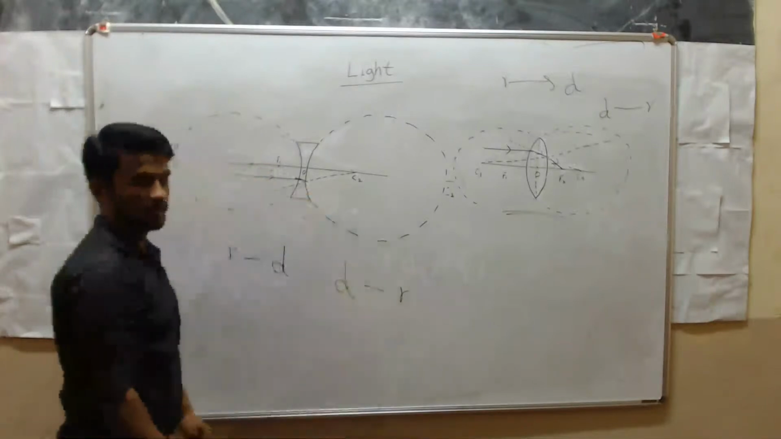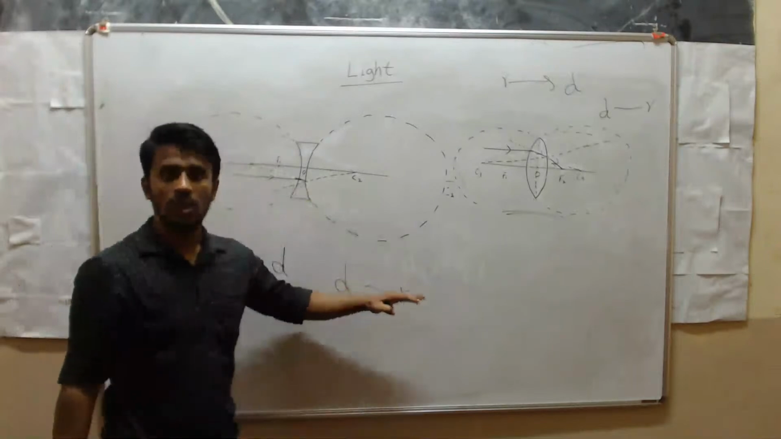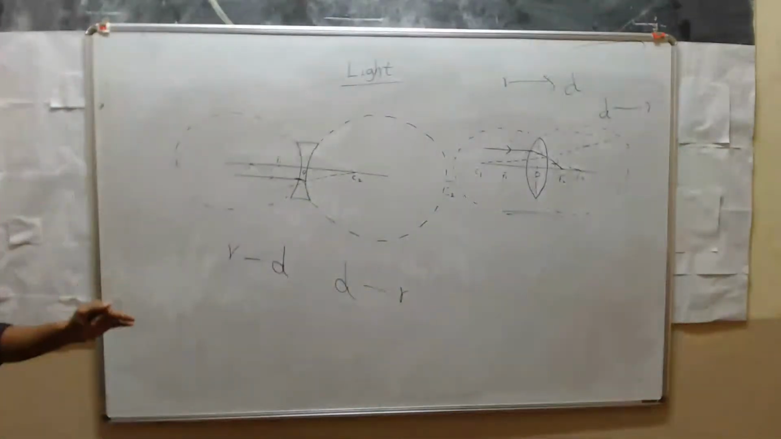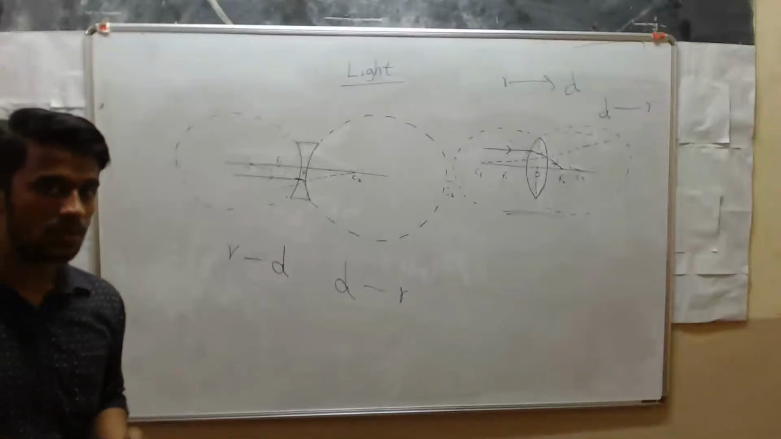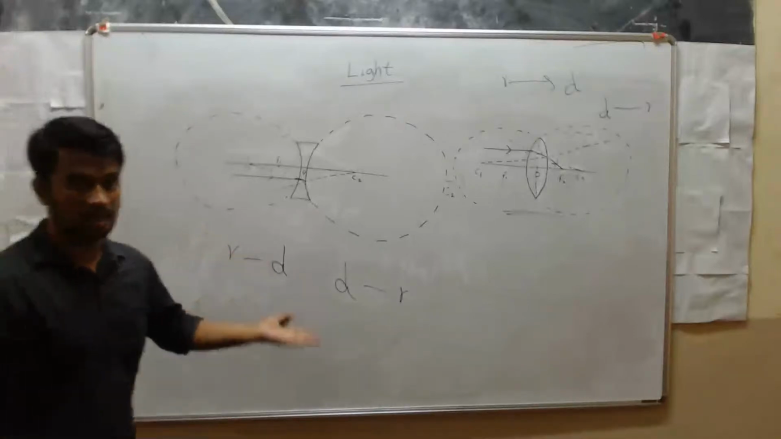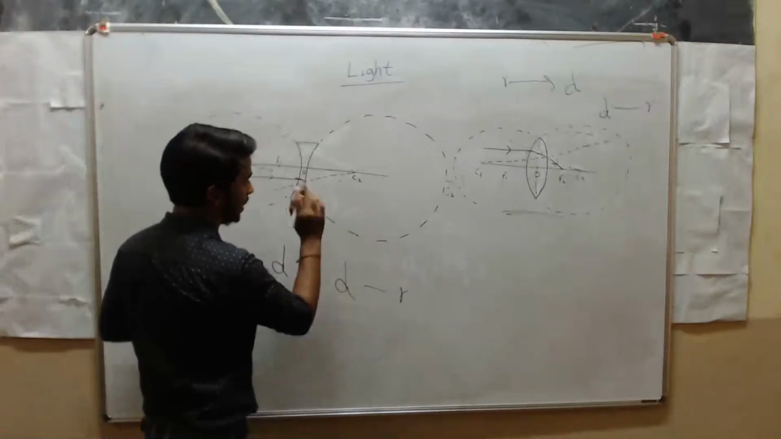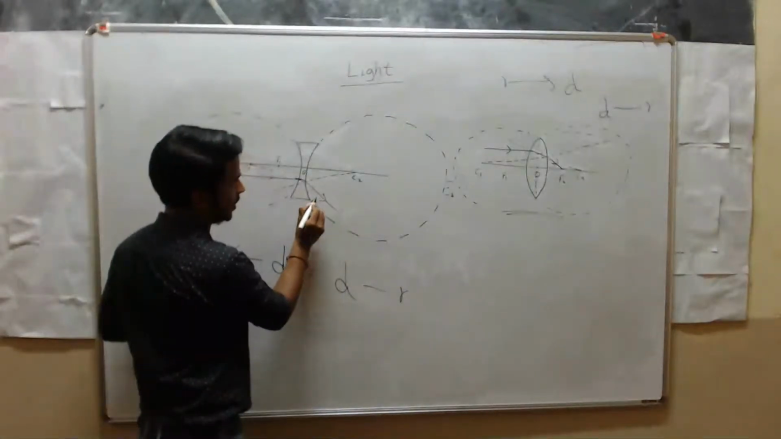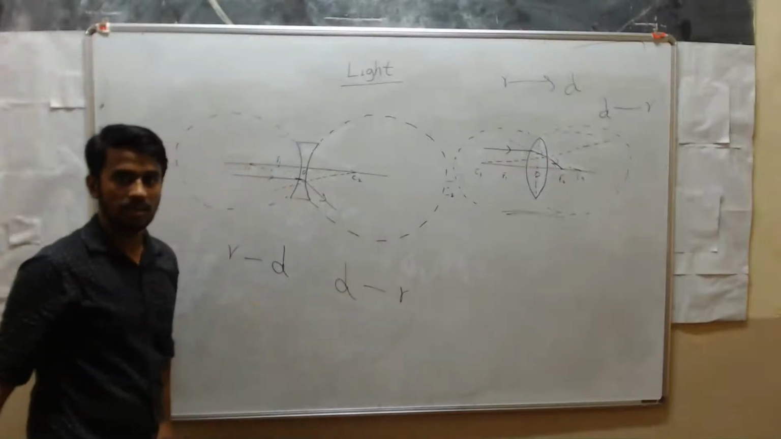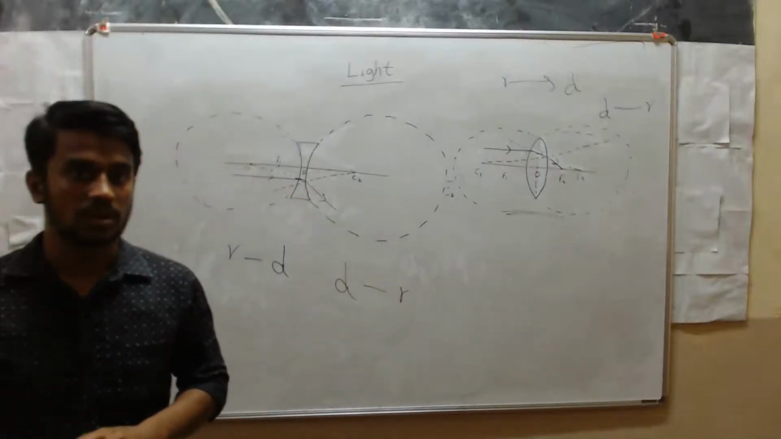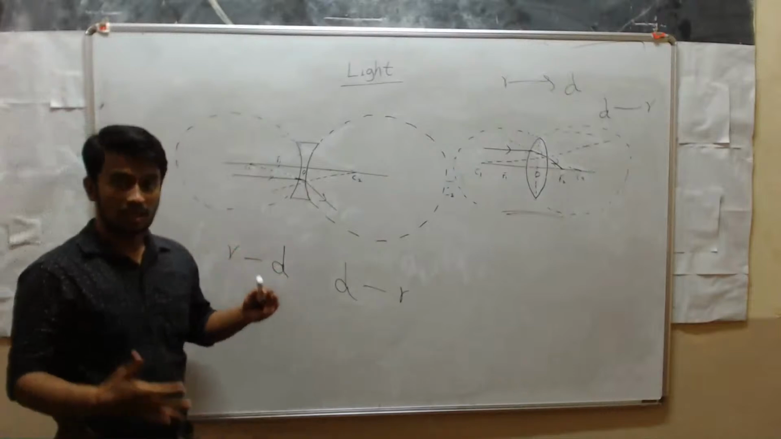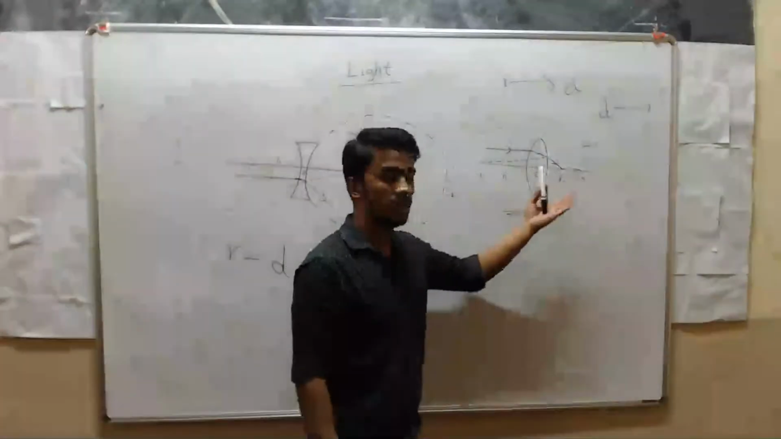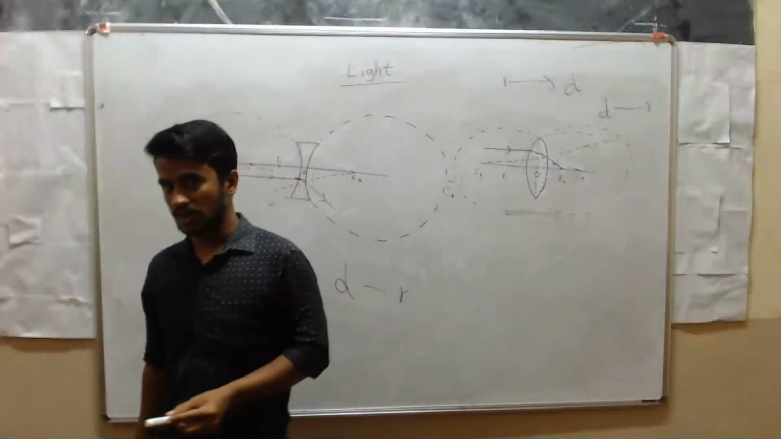Now the ray of light is traveling from denser to rarer. So how does the ray bend here? The ray of light is traveling from denser to rarer, and the speed of light increases, so that's why it bends away from the normal. Away from the normal. Okay, so I hope you got the reason why the rays diverge in a concave lens and converge in a convex lens.